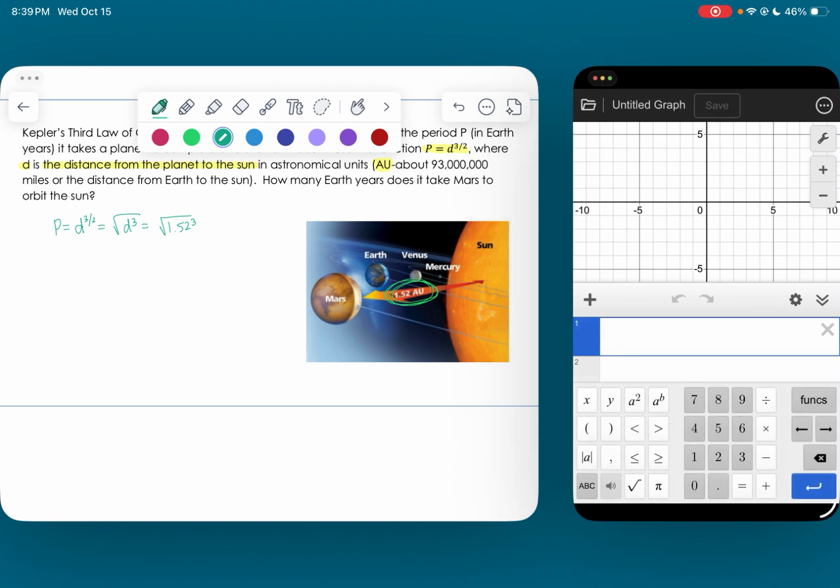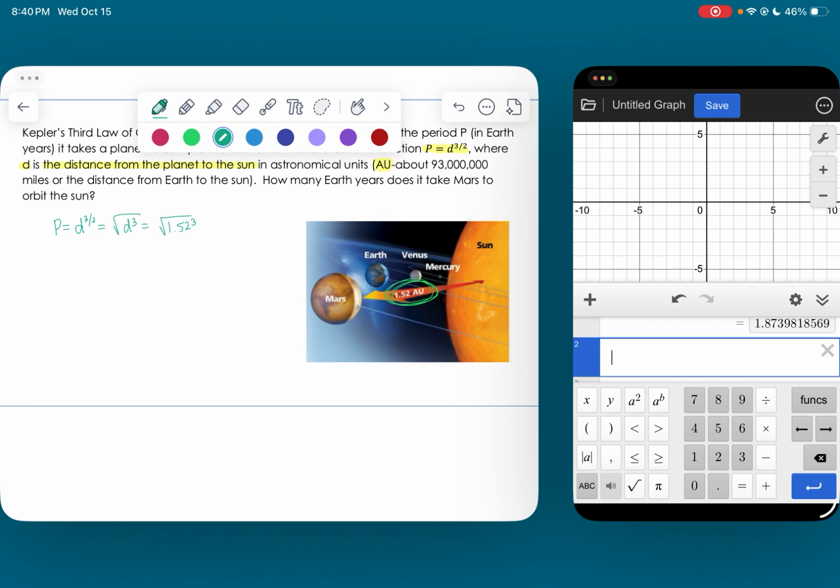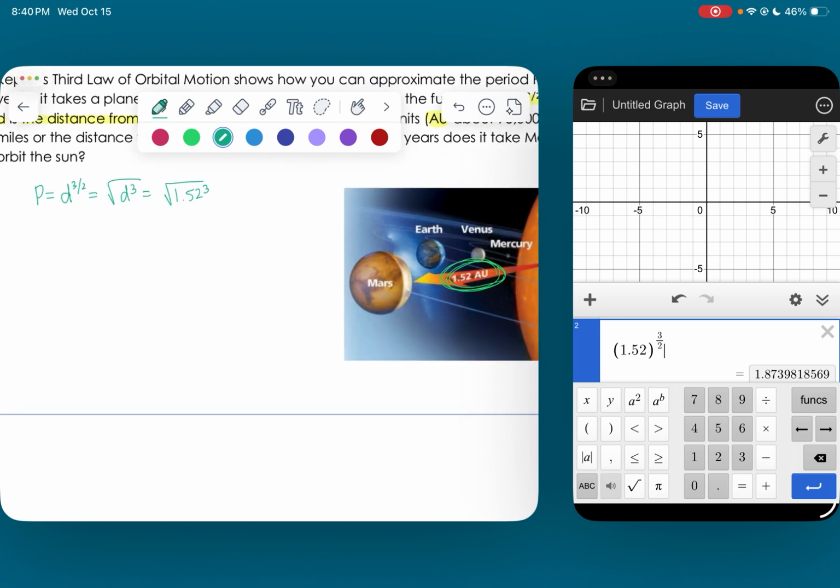Okay, got it. Okay. You can type this in as a square root of 1.52 cubed. Like that. And I get 1.87. Okay? How you can also type this in is I could do parentheses 1.52 to the power of 3 divided by 2. Like that. And notice that you get the same thing, 1.87 for both. So back to our word problem.